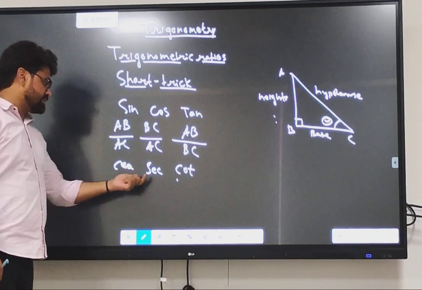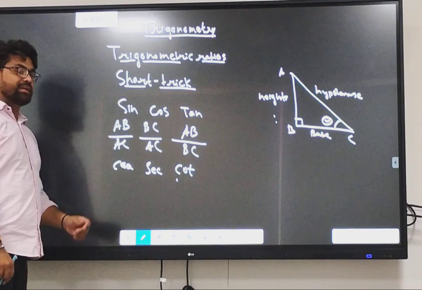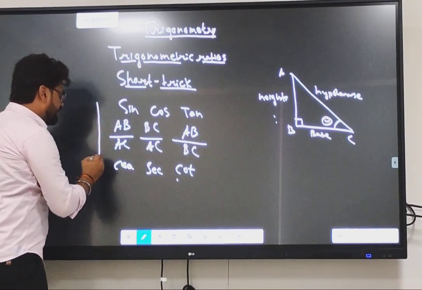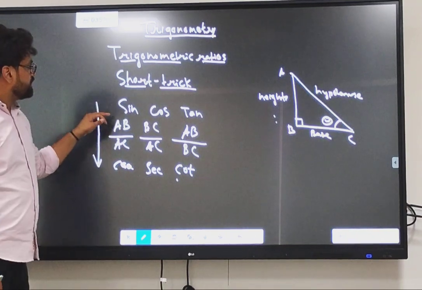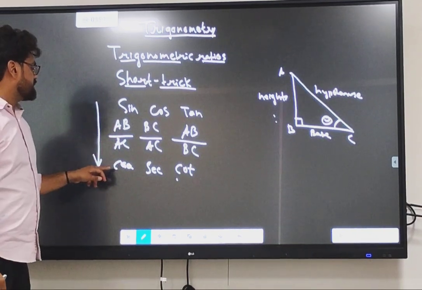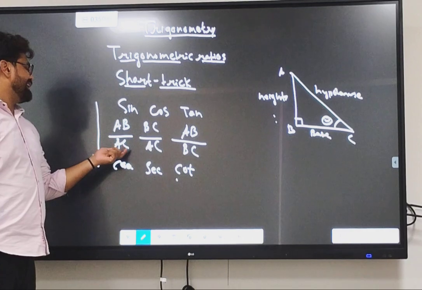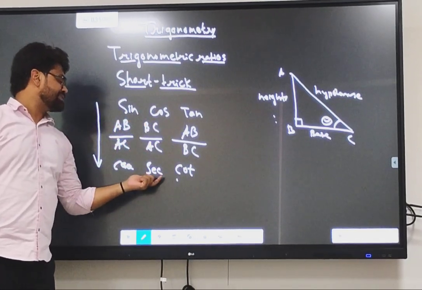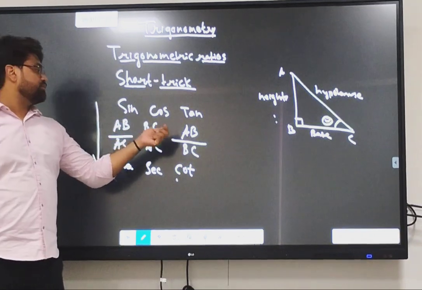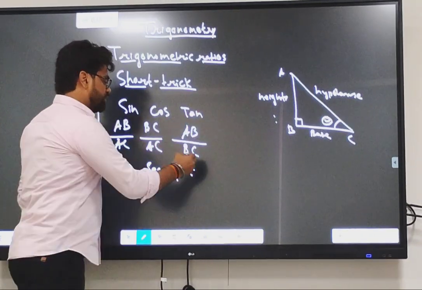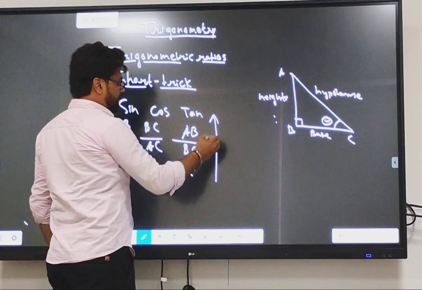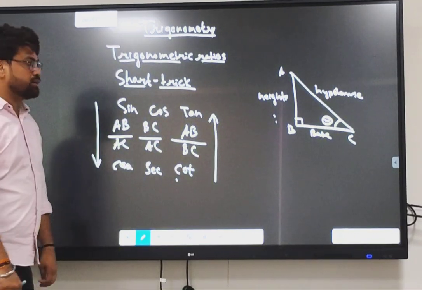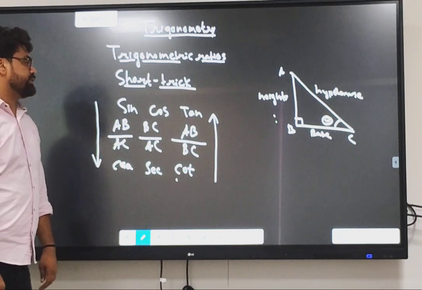So you have to only remember sine, cos and tan, and then cosec, sec and cot will automatically be remembered. From sine, if I go down, for sine we have AB upon AC. So for cosec we will go up, that is AC upon AB. For cos, BC upon AC, and sec AC upon BC. For tan AB upon BC, and for cot BC upon AB. So this is the short trick to remember all the ratios.